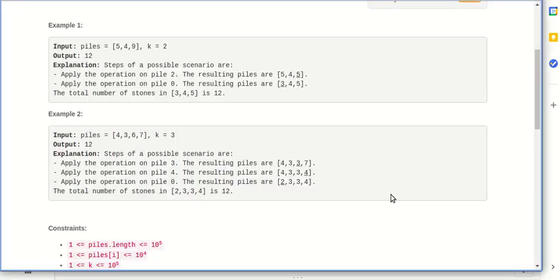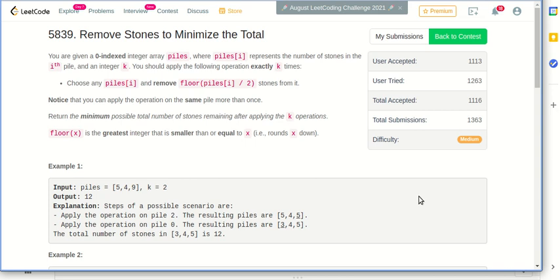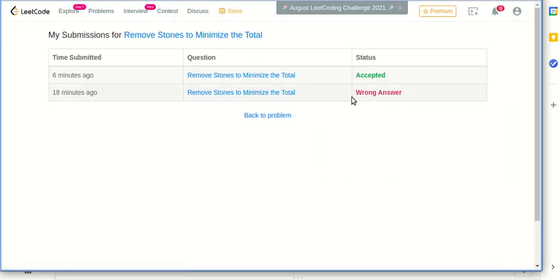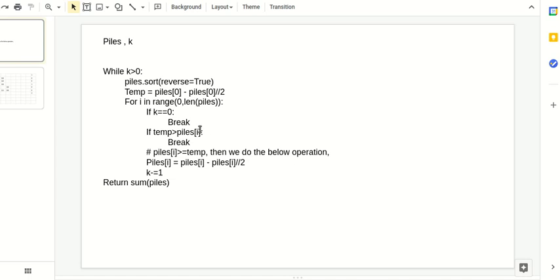So I got accepted, guys. You can see my submissions. Yeah, six minutes ago you can see accepted. My solution has been accepted. So yeah, this is the correct solution. You can implement it in any language you want.